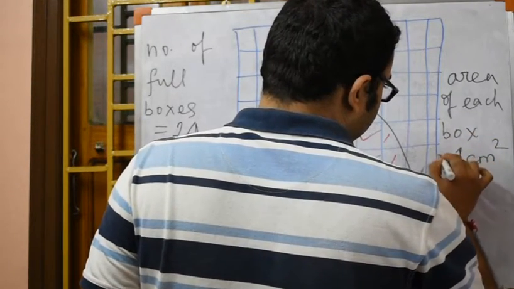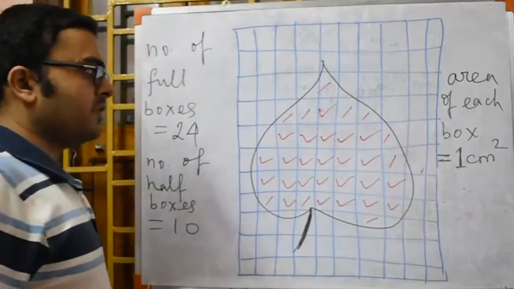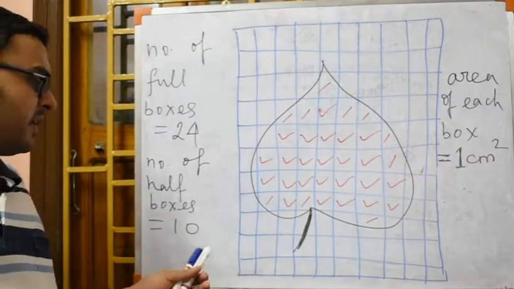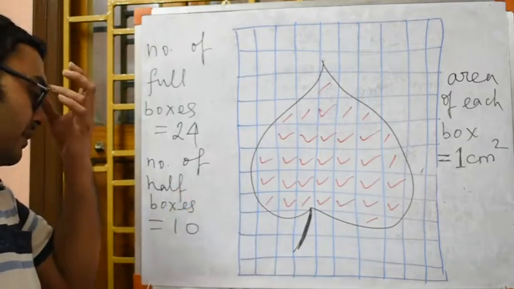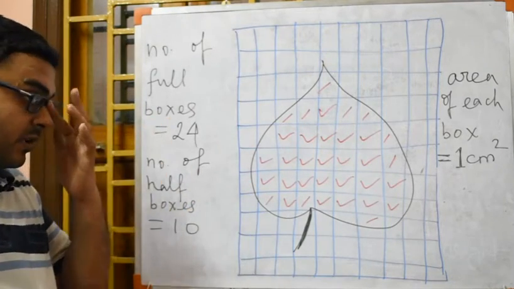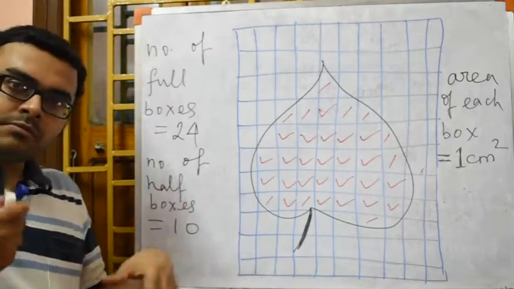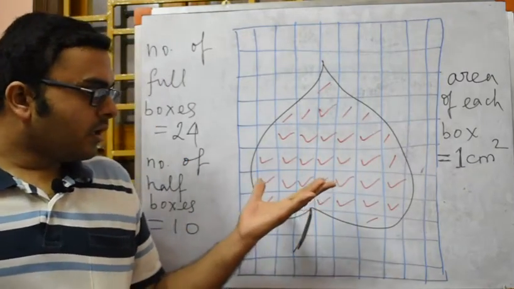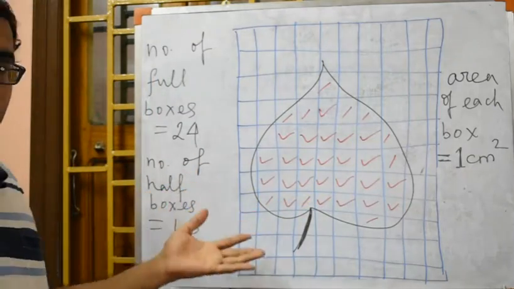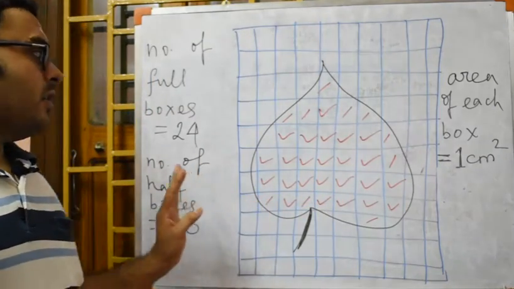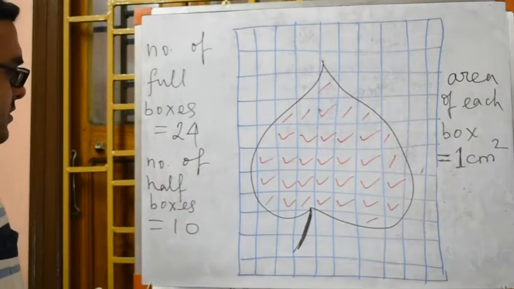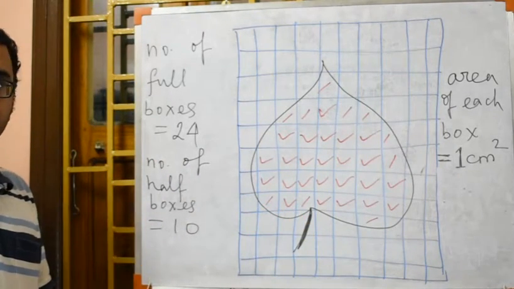This information will be provided to you. The area of each box is 1 centimeter square, or it will be given what the graph paper dimensions are: either a 1 centimeter graph paper, 2 centimeter graph paper, 2 millimeter graph paper, 1 millimeter graph paper, or 1 inch graph paper. Whatever it is, you can calculate the area of each box. I think I have noted it down. I am rubbing the figure off.